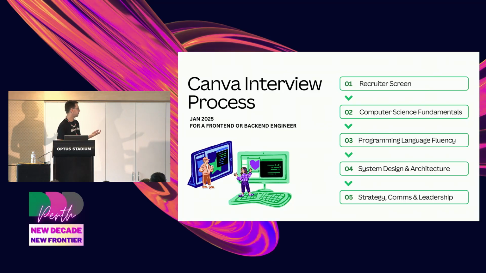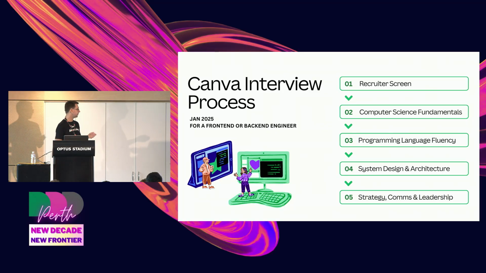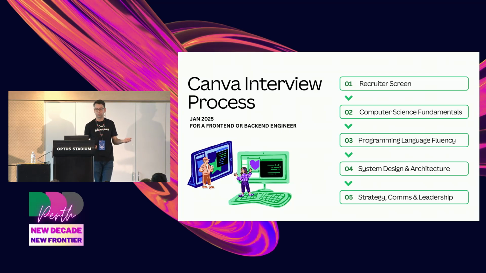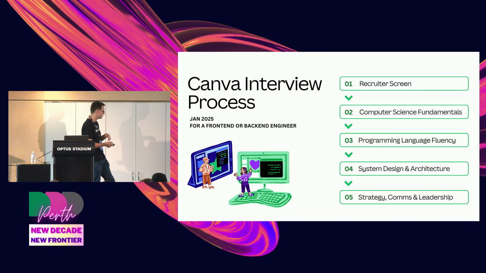The second is a programming language fluency interview. And this is evaluating how well the candidate understands their chosen programming language. So we're looking for things like use of standard libraries, concurrency, understanding the memory model, that sort of thing. The third is a system design and architecture review, where rather than writing code, the candidates are talking about the trade-offs in designing scalable and reliable systems. And the final one is strategy, communications, and leadership, which is a behavioral style interview.